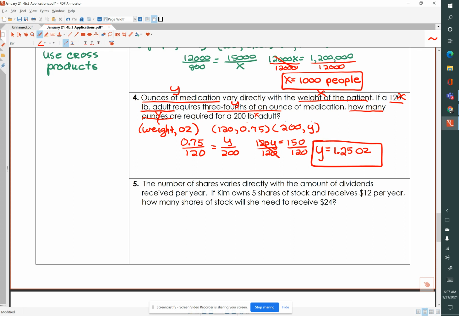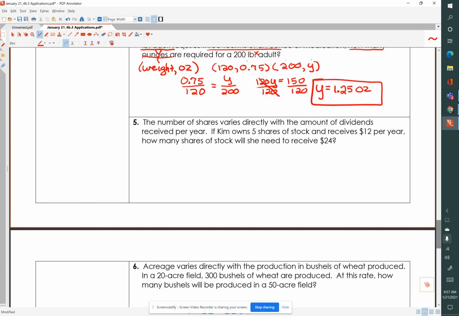So proportions are kind of easy to use. They're kind of comfortable. All right, let's try a different color for number 5. And number 5, we have a stock problem. I love these. The number of shares varies directly with the amount of dividends. Boy, that's a straightforward sentence if I ever saw one. So we've got our number of shares, which is going to be our Y value, varies directly with the amount of dividends. That's our X value. So dividends and shares.